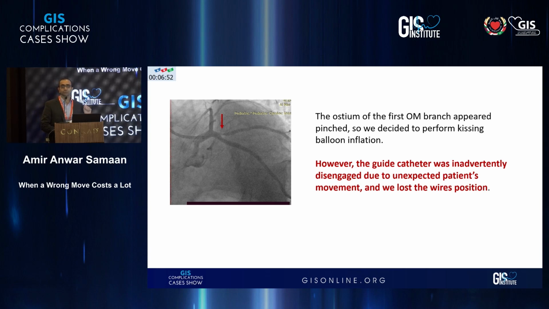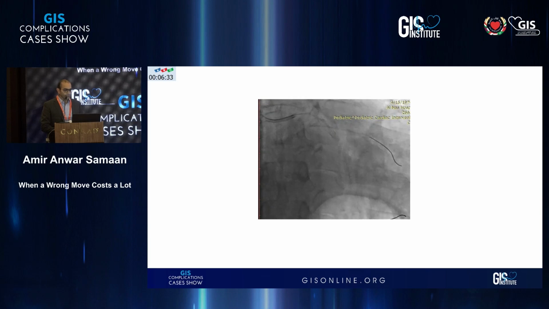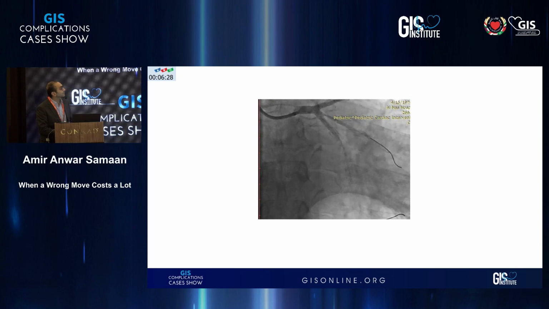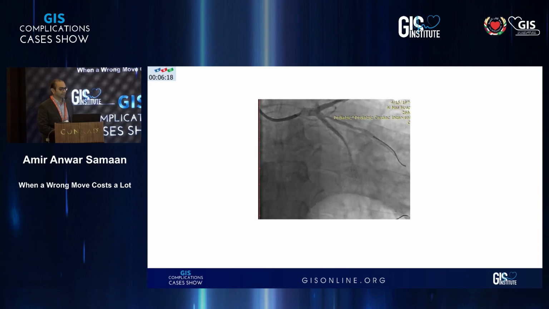So we decided to introduce a balloon and dilate this branch. This was a 1.5 balloon used for dilatation of this branch, followed by a 2.5 balloon inflated at the ostium of this branch. However, after doing so, we noticed that the proximal segment of the stent looks deformed. I don't know if it's clear or not, but there was deformation of the proximal part of the stent.